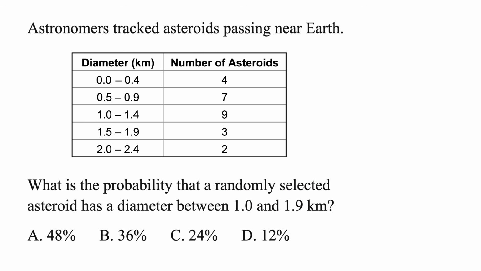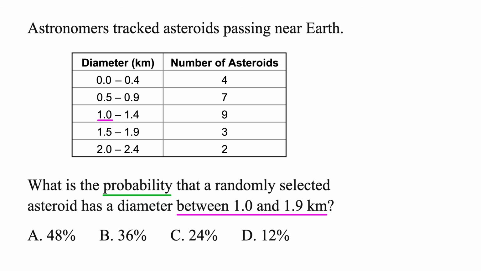Let's read it. Astronomers tracked asteroids passing near Earth. If the diameter is from 0 to 0.4 kilometers, then 4 of them fit within that range. And so on for these other ones. What's the probability, let's highlight, that a randomly selected asteroid has a diameter between 1 and 1.9 kilometers?